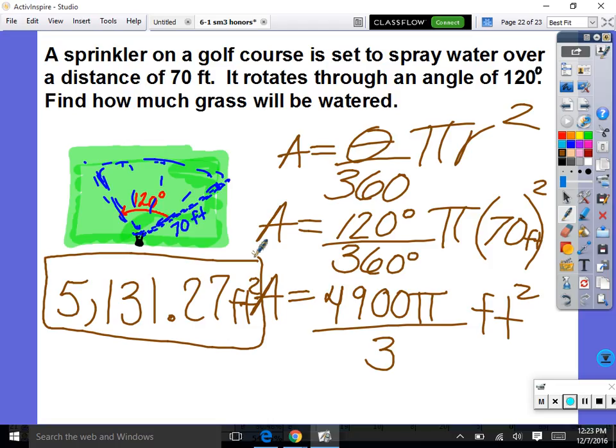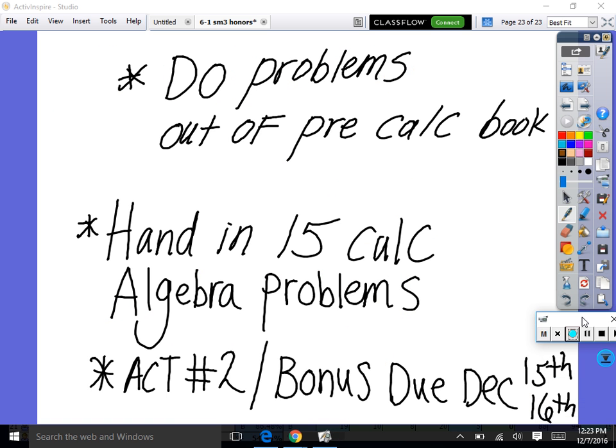Does everybody understand? So all this stuff isn't bad, correct? It's pretty easy as long as you know what you're doing. Okay, awesome. Make sure you read the board. So what you're going to do is you're going to come down and get the pre-calculus book. You're going to come back, read the board, and do the problems.